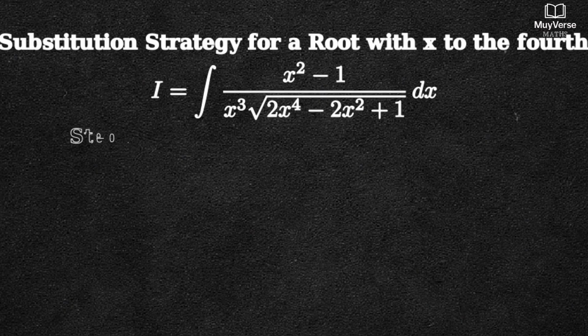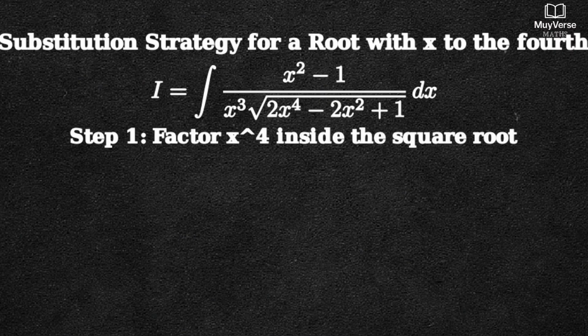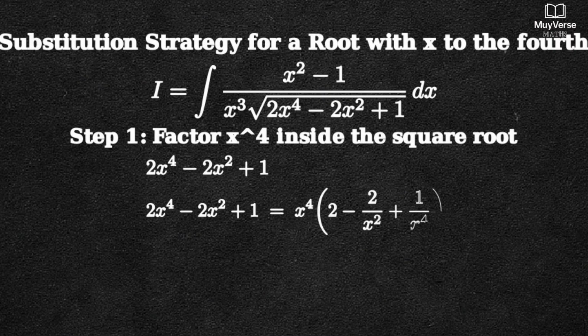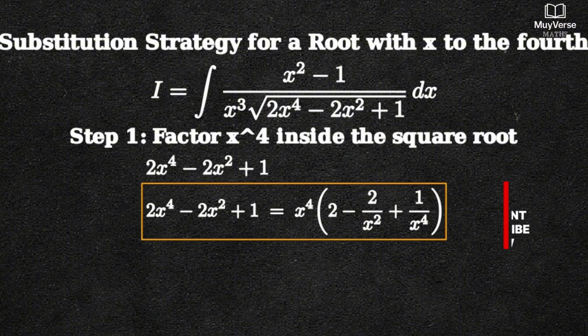Step 1. Rewrite what is under the square root by factoring out x to the fourth. This exposes a pattern in powers of 1 over x. Substitute this back into the integral.